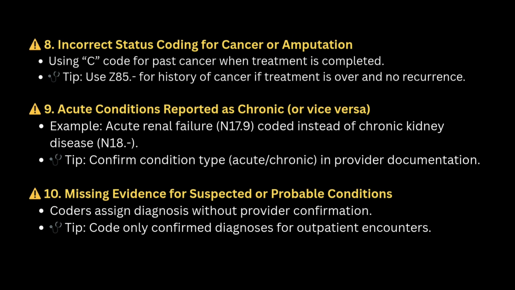And eighth point is incorrect status coding for cancer or amputation. And ninth point is acute condition reported as chronic or vice versa. And 10th point is missing evidence for suspected or probable conditions. Code only confirmed diagnoses for outpatient encounters.